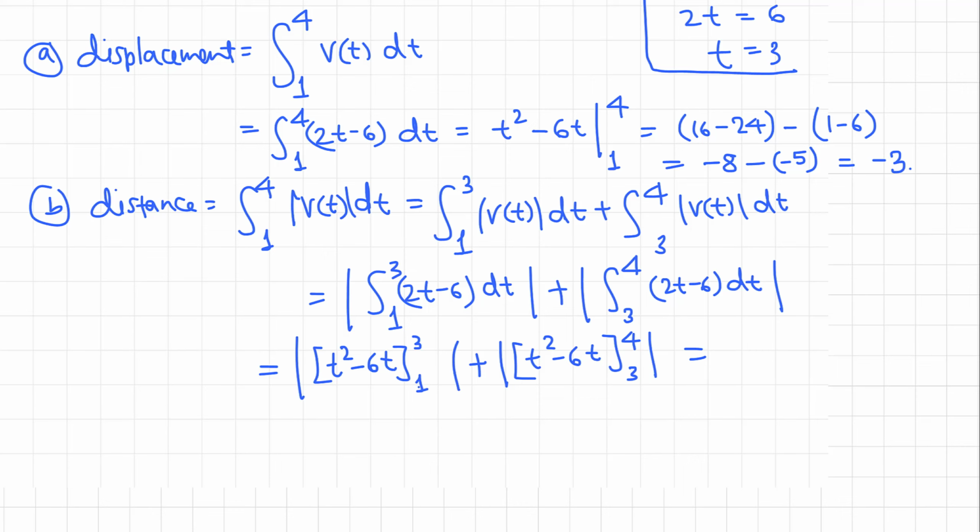Plug in the upper limit minus the lower limit. So 3 squared, 9, minus 6 times 3, 18. 9 minus 18, negative 9, minus, plug in 1, 1 minus 6, negative 5.